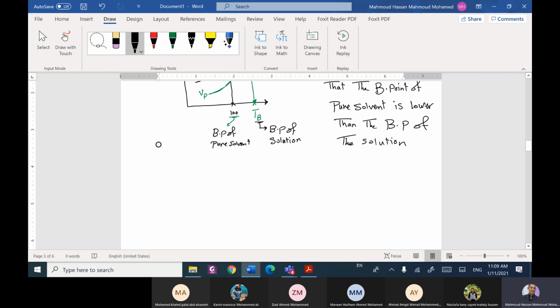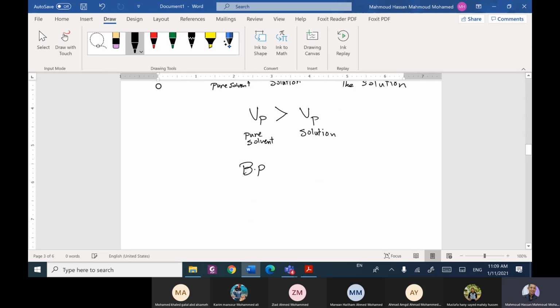So if we compare between the solution and the pure solvent, we'll find the vapor pressure of pure solvent is higher than the vapor pressure of solution. But the boiling point of pure solvent is less than the boiling point of solution. This is for the second property. Return back to the third property.